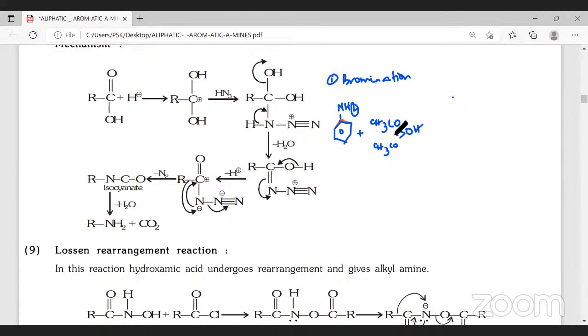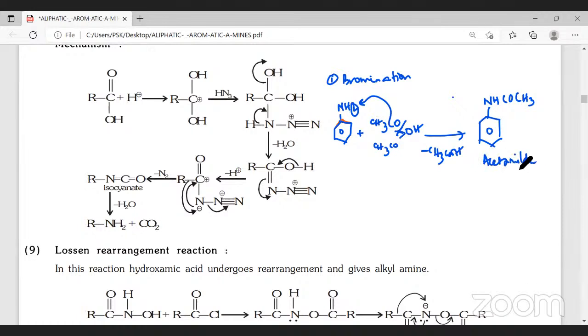The bond between carbon and oxygen breaks. So the byproduct we get is acetic acid. In place of this hydrogen, this carbon goes. So we get a benzene ring. You have NH, you have CO, and CH3. This is called acetanilide.